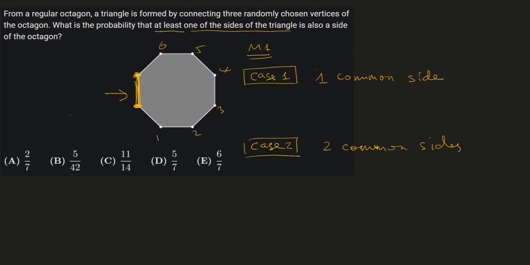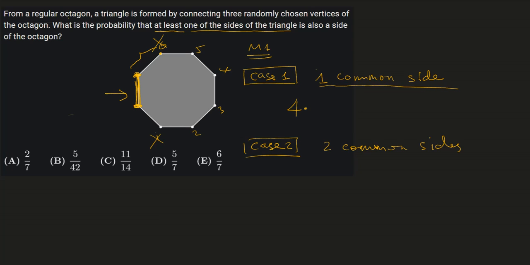Let's look at 6 first. Can 6 be the third vertex of this triangle? No, because in that scenario, this side will also be a common side of the two shapes. And that obviously contradicts the condition of one common side. Therefore, vertex 6 is out. And similarly, vertex 1 is out as well. Then the third vertex of this triangle has to be from the remaining 4 vertices, from 2 to 5. We have 4 choices. But we are not done yet.